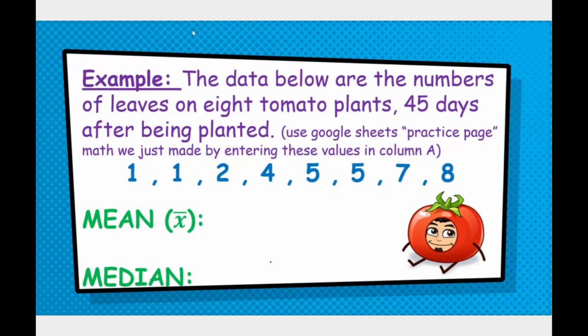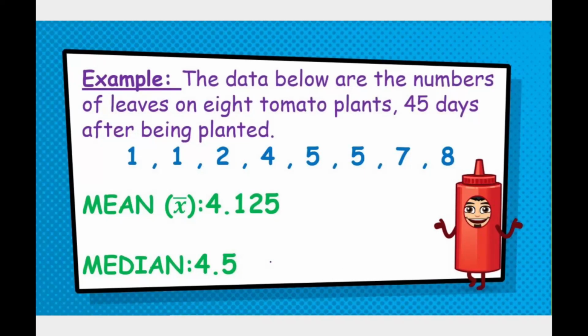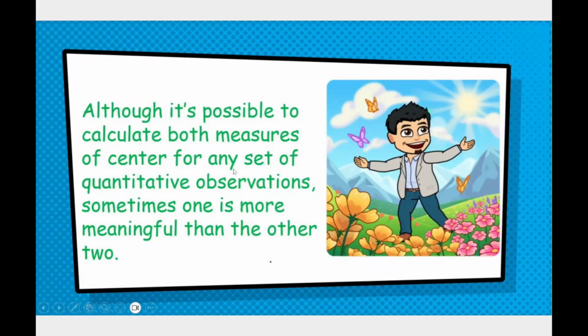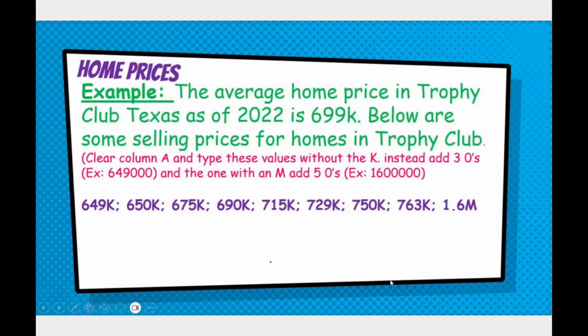So going back to this, my mean and my median should be what I just calculated. And now we have that math done. So although it's possible to calculate both measures of center for any set of quantitative observations, sometimes one is more meaningful than the other.